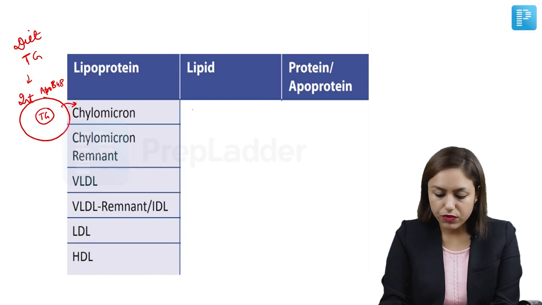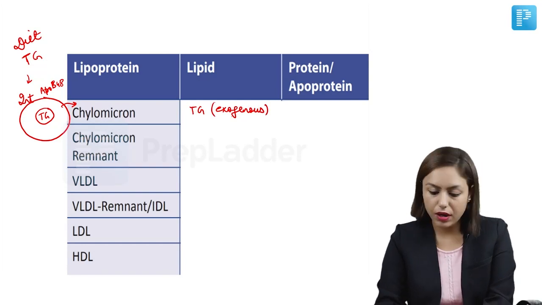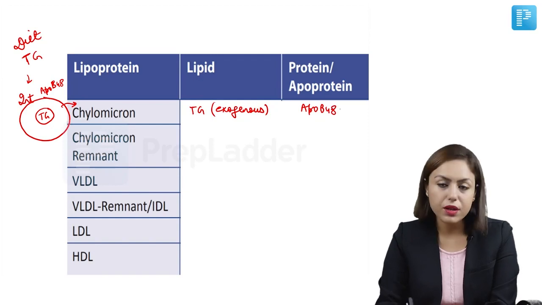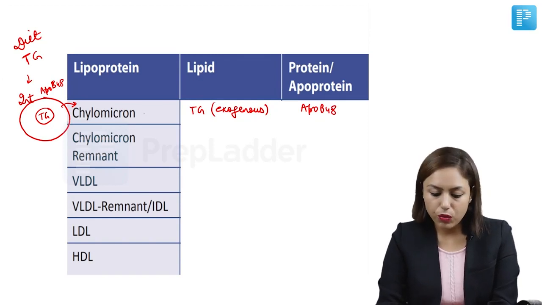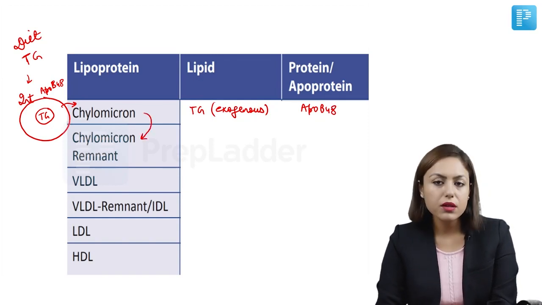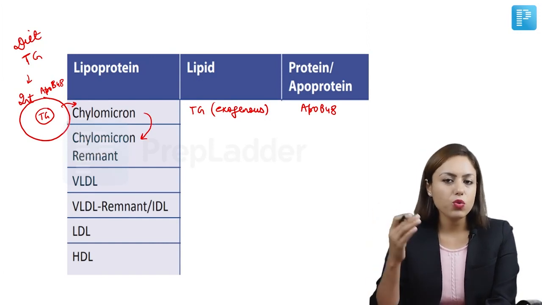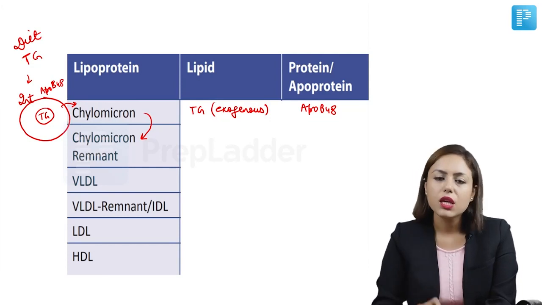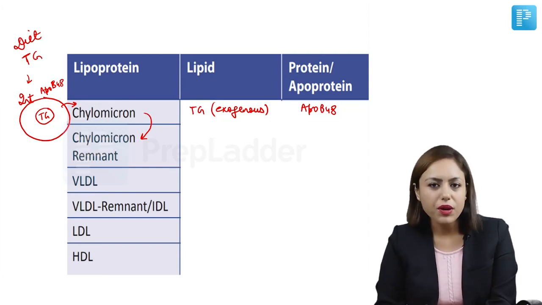So chylomicron has which lipid? It has exogenous triglyceride or dietary triglycerides, right? And which protein? It has ApoB48, right? Now chylomicron will move in the circulation and it will be giving its triglyceride to all the body parts and finally becoming smaller in size, known as chylomicron remnant.